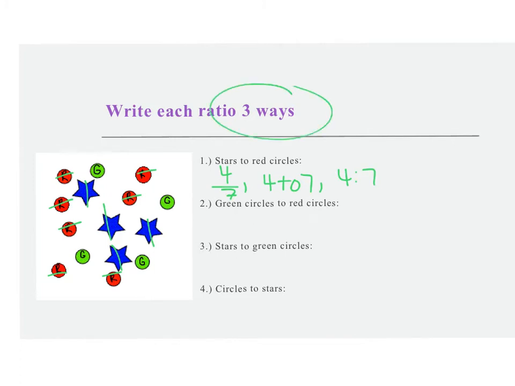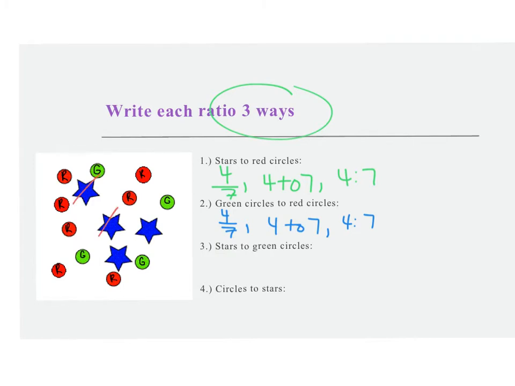All right, let's take a look at our next one. It says green circles to red circles. So 1, 2, 3, 4 green circles. And how many red circles? 1, 2, 3, 4, 5, 6, 7. So again, it's 4 to 7. We said we did not have to simplify that, so we're just going to write 4 over 7, 4 colon 7.